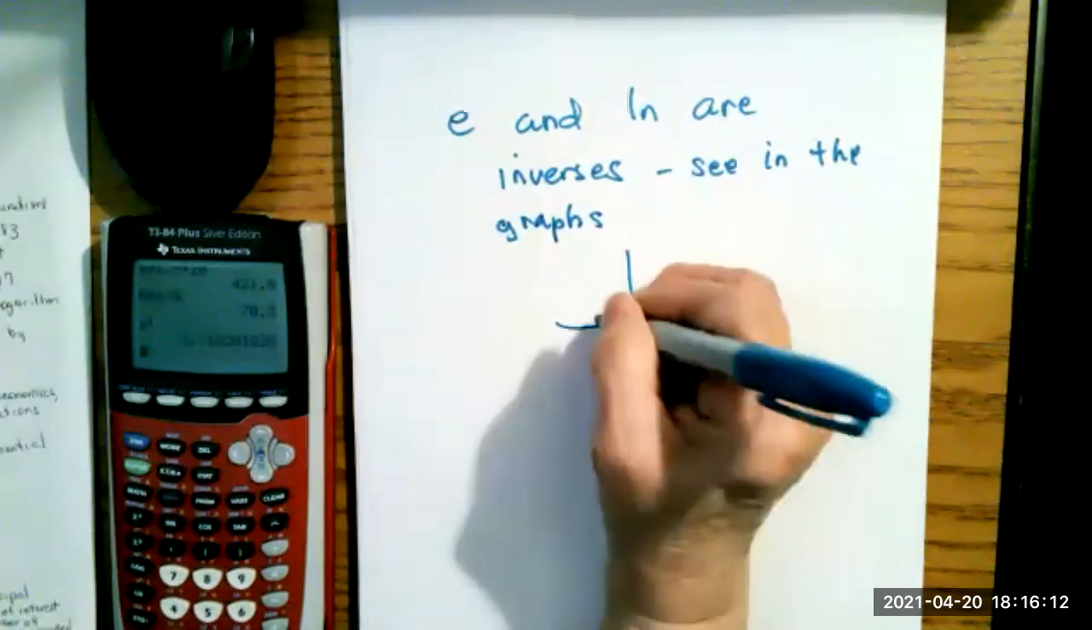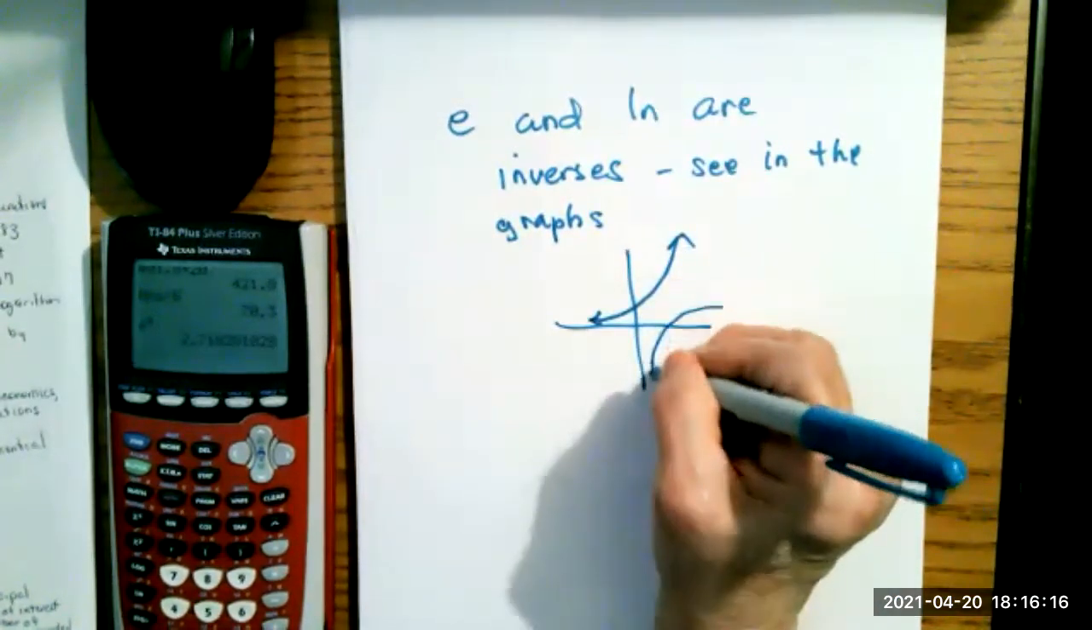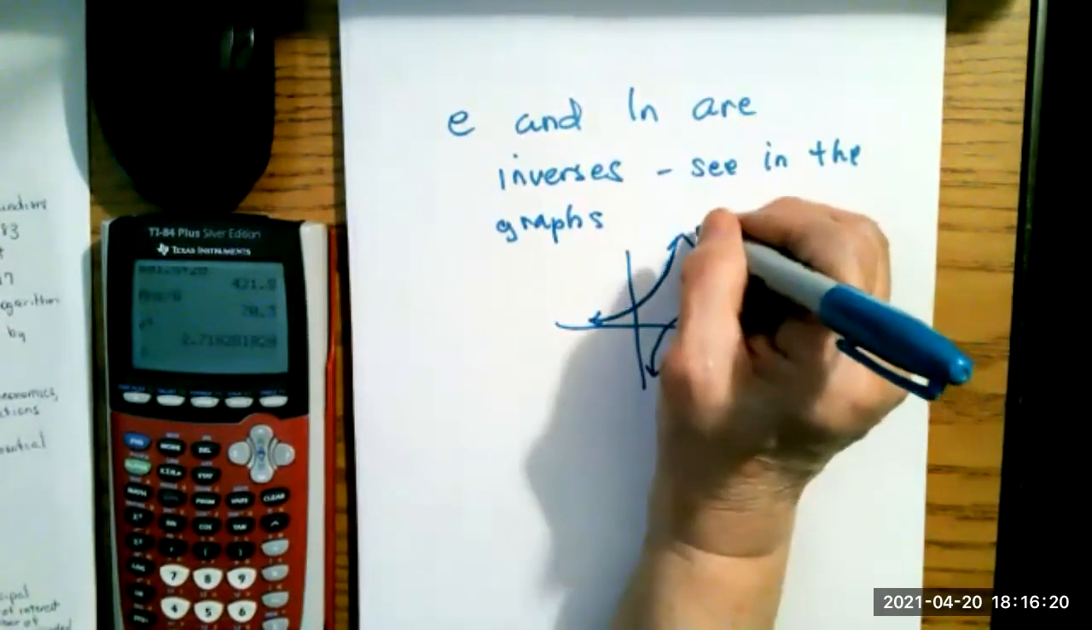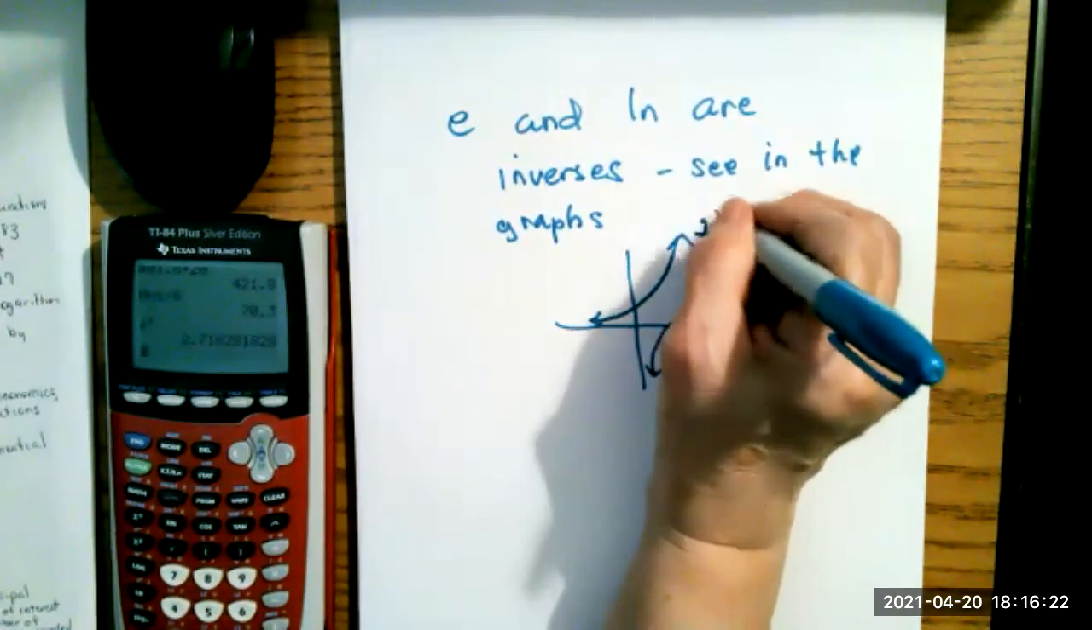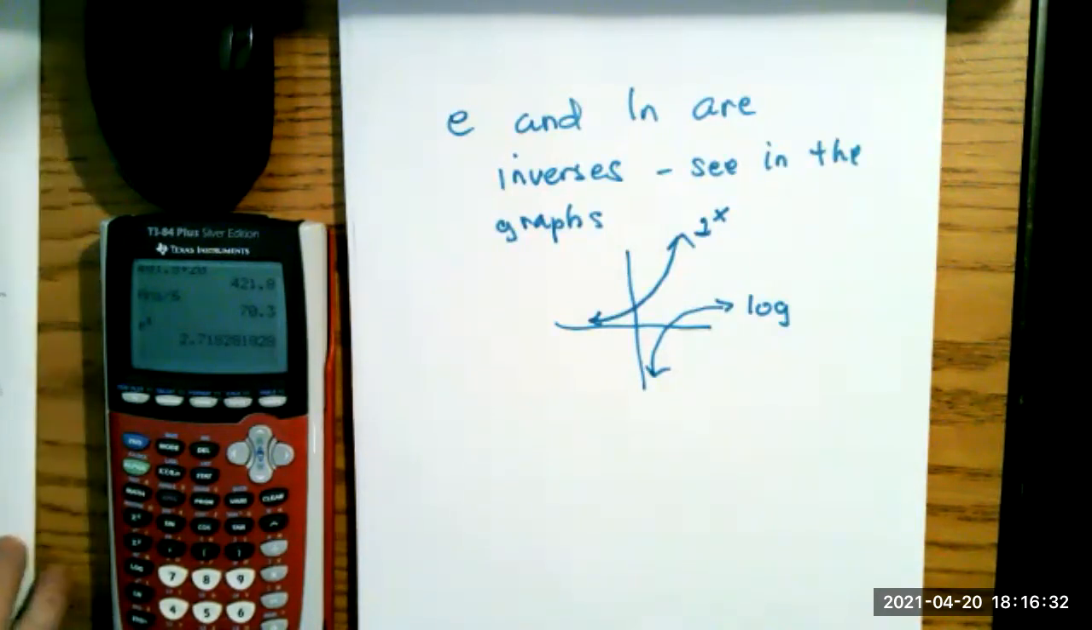One of them will go like this, and one of them will come down like this. This is the log, and this is the exponential. Could be e to the x, 7 to the x, anything. But the log and the exponentials are inverses of each other, and we're going to find that out tonight.